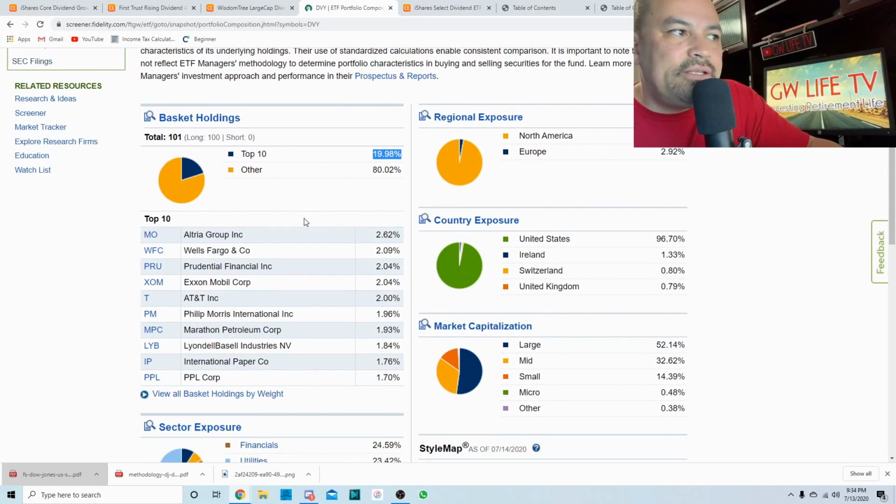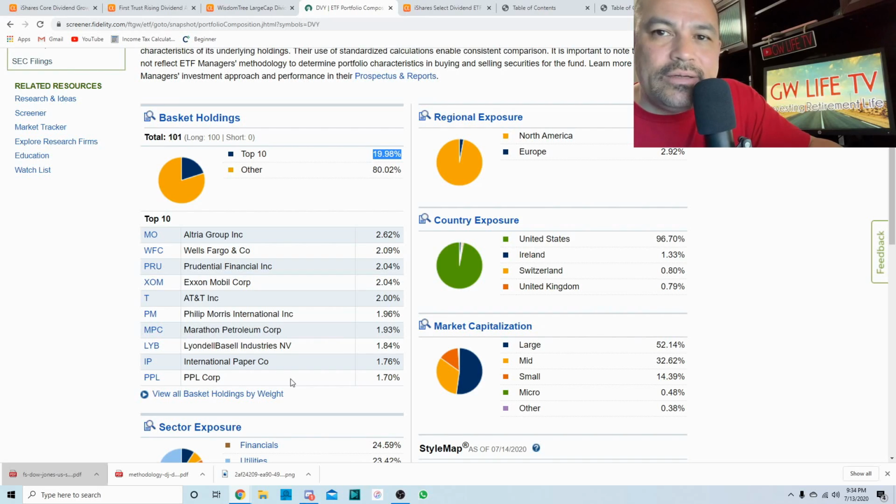And those top 10s are Altria Group at number 1, Wells Fargo at number 2, Prudential at number 3, Exxon Mobil at number 4, AT&T number 5, Philip Morris at number 6, Marathon Petroleum at number 7, LyondellBasell Industries at number 8, International Paper at number 9, and PPL Utility Corp at number 10.